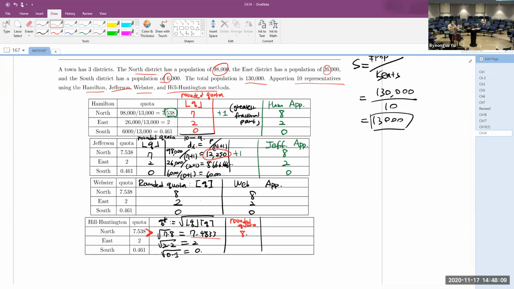Okay, question? Yeah. 2 times 2, because in here, the quota is an integer, right? In the East, the quota is an integer, the whole number, not a decimal. So that's why we have just 2 times 2 instead of 2 times 3.